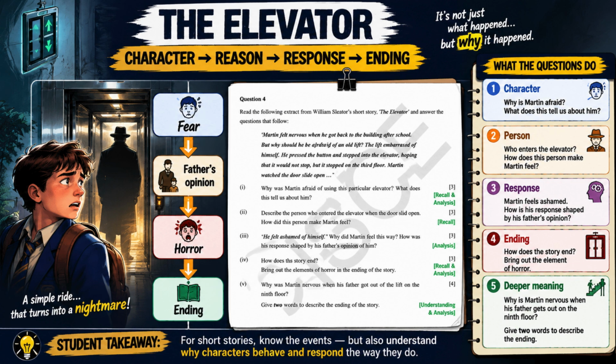Then the paper asks how the story ends and asks you to bring out the element of horror in the ending. And finally, you are asked why Martin was nervous when his father got out of the lift on the 9th floor, and then to give 2 words describing the ending. So once again, the paper is not simply asking, do you know the story? It is asking you to use what you know about the story to explain Martin, his feelings, his relationship with his father, and the ending.